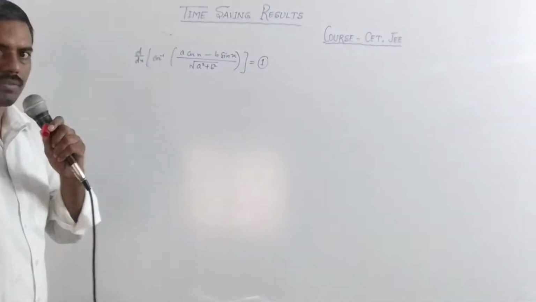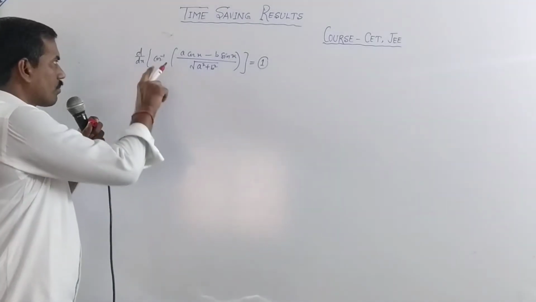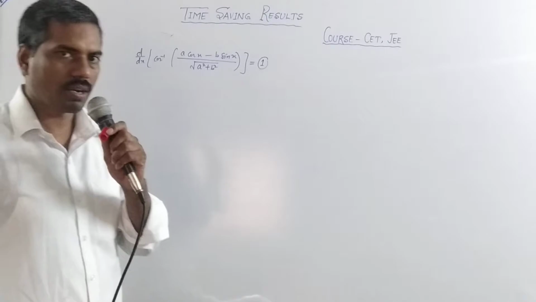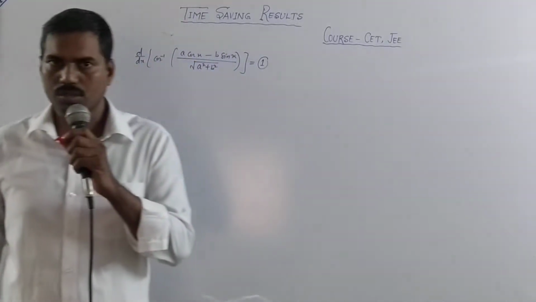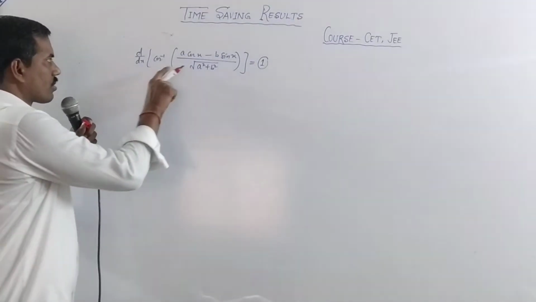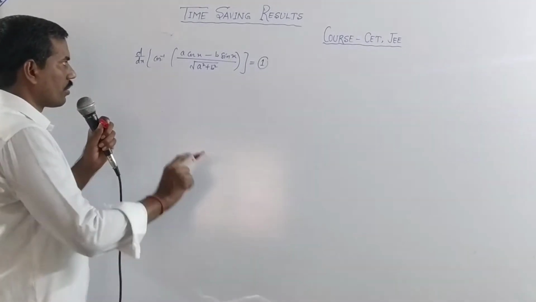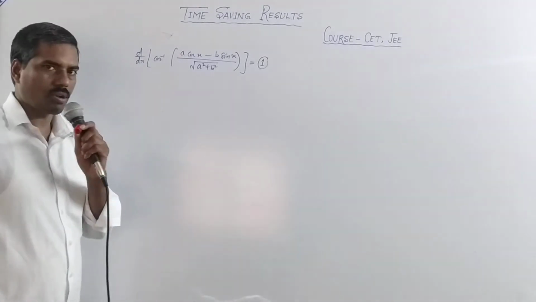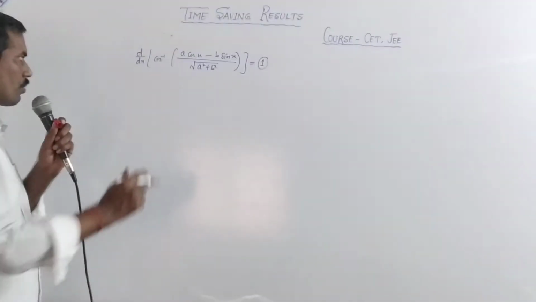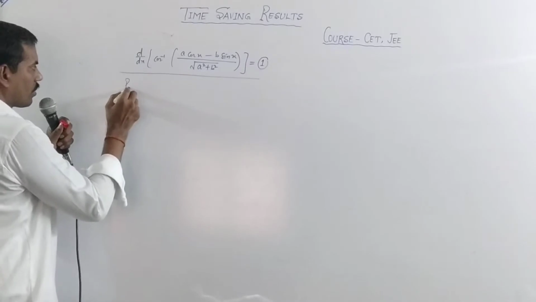In the previous lecture we have studied that the derivative of sin inverse of (a cos x plus b sin x) upon under root a square plus b square is equal to 1. Here the derivative of cos inverse of (a cos x minus b sin x) upon under root a square plus b square is also 1. First we are going to prove this result, taking the left hand side.